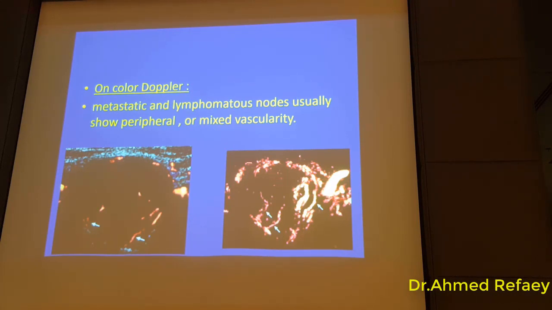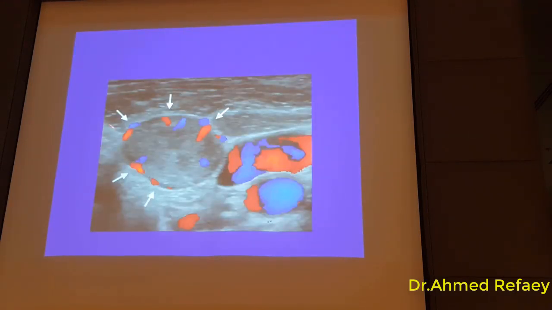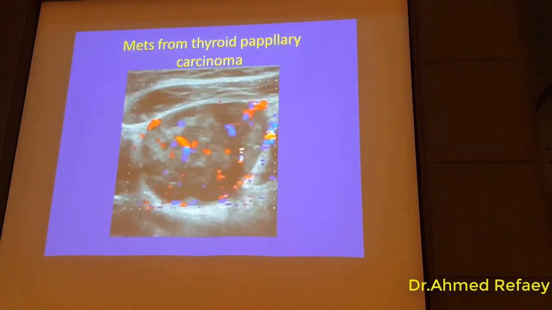So this is very important. If you have peripheral or mixed vascularity of the lymph node, this is one of the characteristic features of a malignant lymph node. Another example, very clear here, we have peripheral vascularity by color Doppler study. So this is a malignant lymph node. Another example, we have peripheral vascularity along with the rounded lymph node here. Another example, we have mixed and peripheral vascularity. So all of these are different types of malignant lymph node, either lymphoma or metastasis.